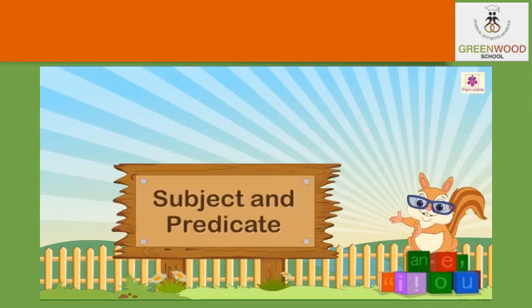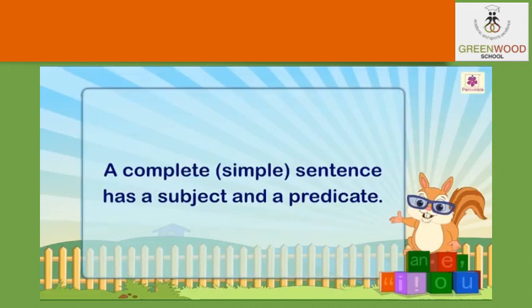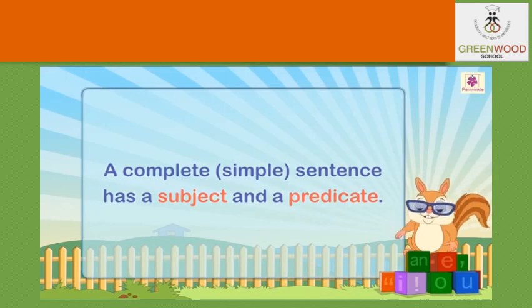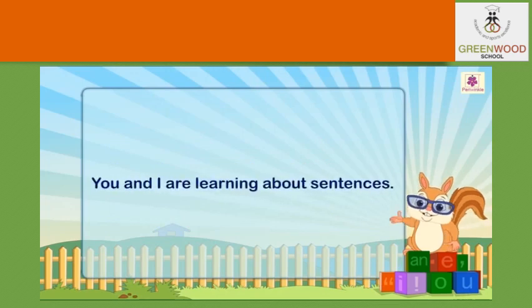Subject and predicate. A complete, simple sentence has a subject and a predicate. All the words in a subject form the complete subject, and all the words in a predicate form the complete predicate. For example, you and I are learning about sentences. Here, you and I form the complete subject and are learning about sentences form the complete predicate.